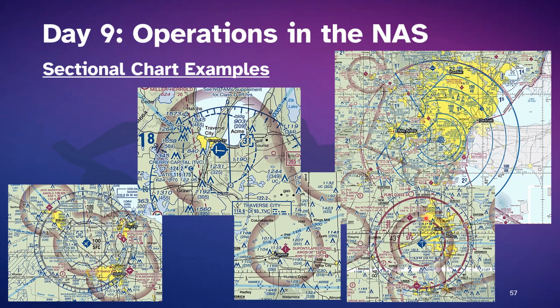Flint Bishop is Class Charlie. We've got a core that goes all the way down to the surface, up to 4,800 MSL, and then this outer ring goes from 2,100 up to 4,800 MSL. And then, of course, an example of some Class Bravo. Here is Detroit Metropolitan.